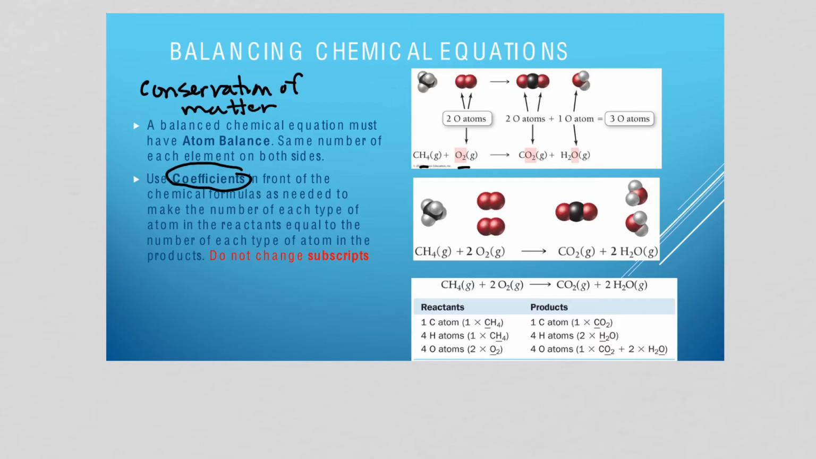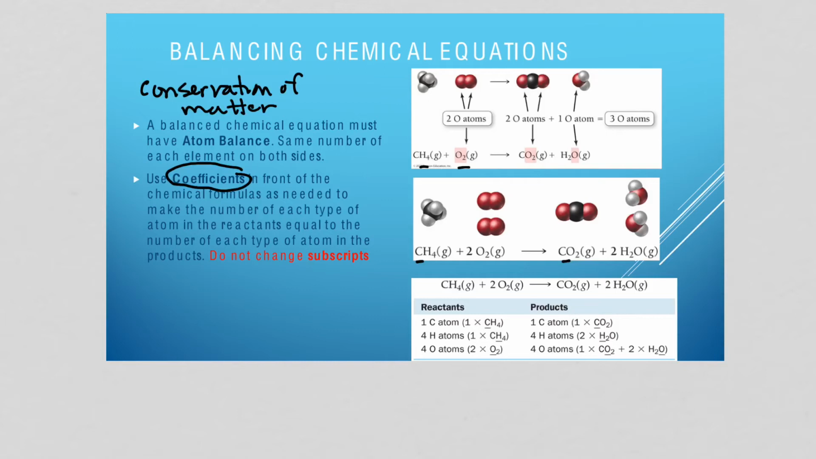So a couple of hints. It's often good to balance things that appear in one place on the reactant and one place on the product side first. So for example, if I look at the carbon, on the reactant side, I have one carbon right here. On the product side, I have one carbon. So at this point, the carbon is balanced. So let's look at something else, and look at the hydrogen. So on this side, we have 4 hydrogen atoms. And on this side, we have only 2 from the water.